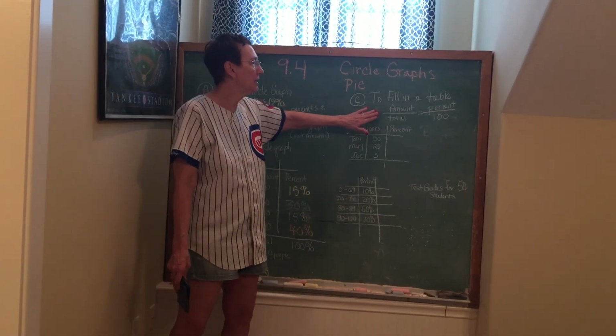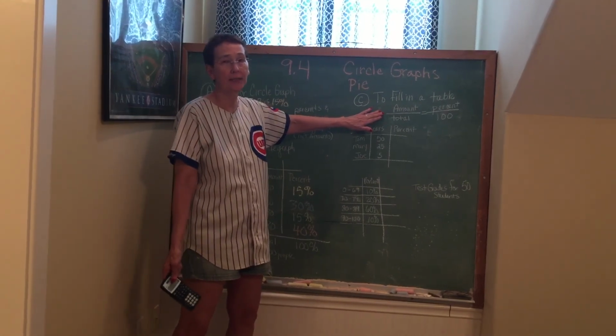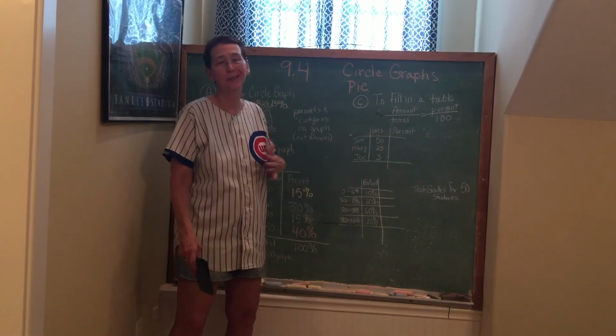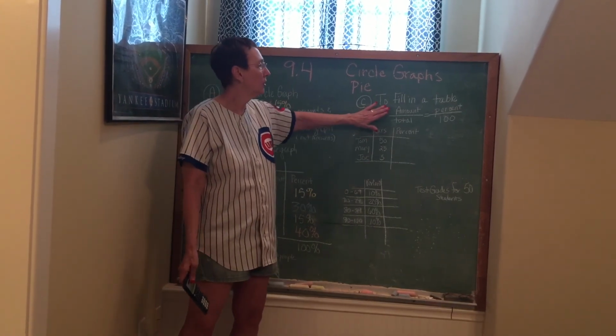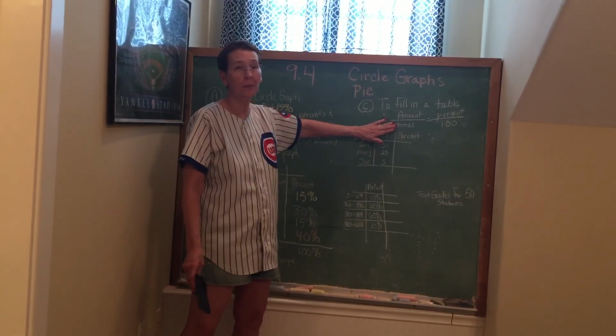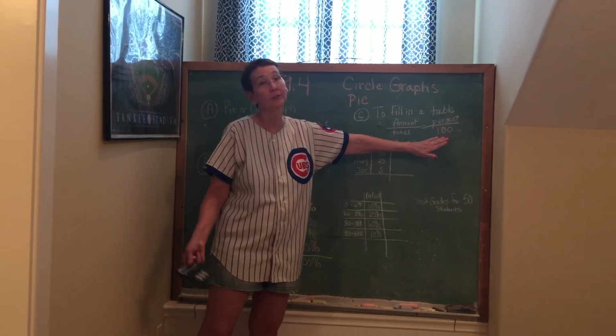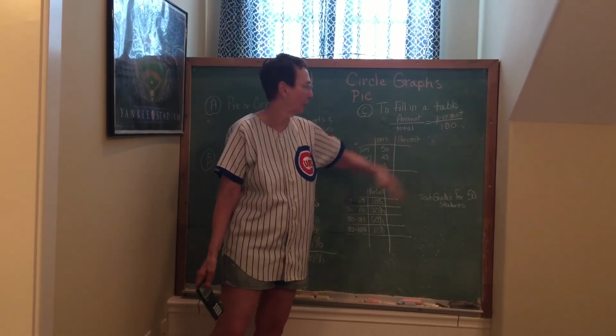You're going to use this basic formula to come up with a proportion in order to find these answers. There are other ways to do it, but this is really the very easiest. You're going to put the amount for that category over the total amount of things that are discussed, and that will equal the percent over 100, because percent always goes over 100.